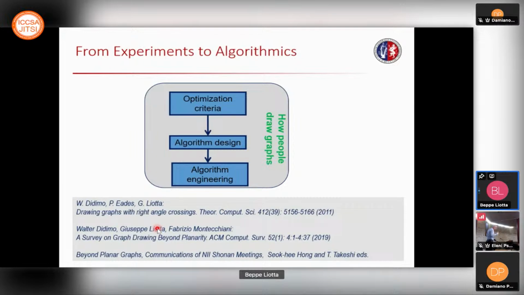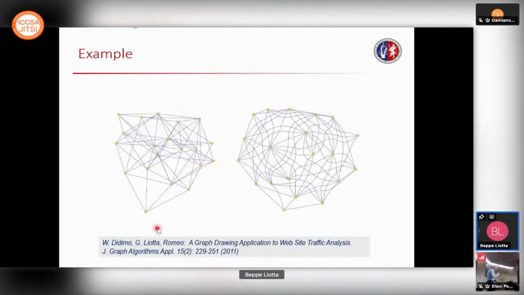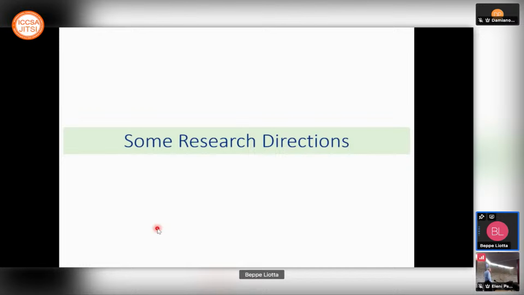This is called graph drawing beyond planarity as an area. People gave it even a name. And here is a comparison of a drawing to the left where you have sharp crossing angles, and to the right you have large crossing angles. Okay, now the conclusion, some future research directions.